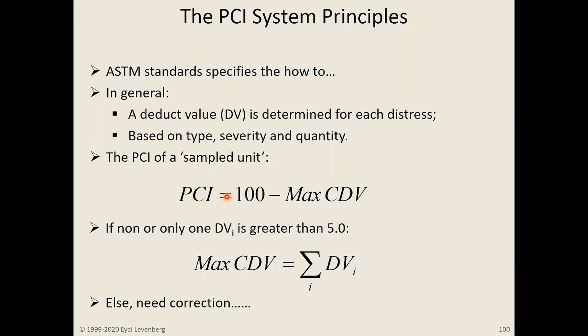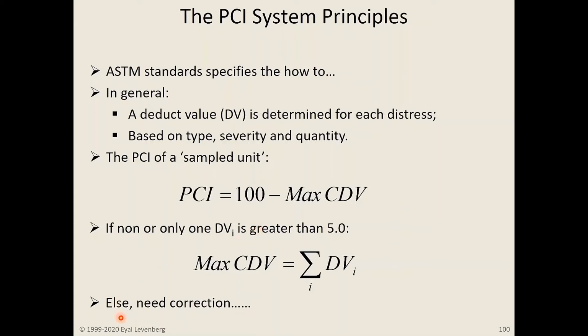The problem is that if we have many damages, more severe damages that deserve a deduct value of more than 5 points, then there's a procedure to ensure that we are not reducing the pavement condition index to a negative value. So this is mostly what the standard is all about, to ensure that the deduction from 100 is done in a consistent way that takes into account the different deduct values that are larger than 5.